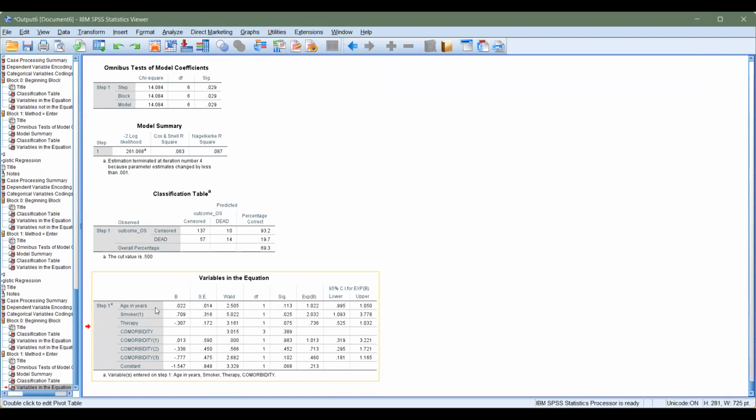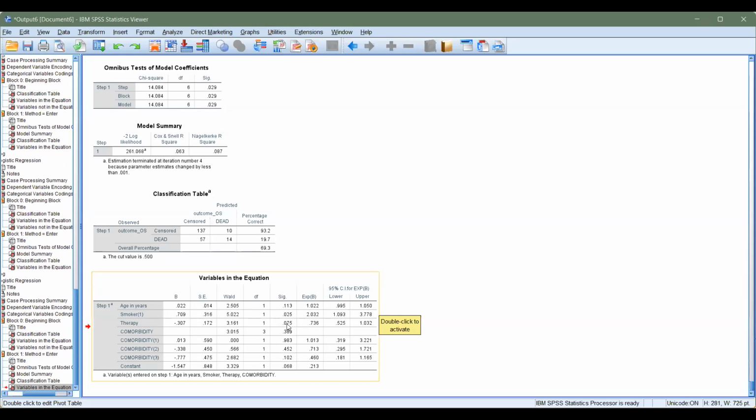I have already crossed the time. So smoker, it is significant. The odds ratio is coming 2.03. So that means in our sample, those who are smokers are having 2 times the risk of death with lung cancer as compared to those who are not smokers, and which may range for the population from 1.1 to 3.78. So in our sample we have got 2 times, but the population inference will be that it might range from 1.1 to 3.8.